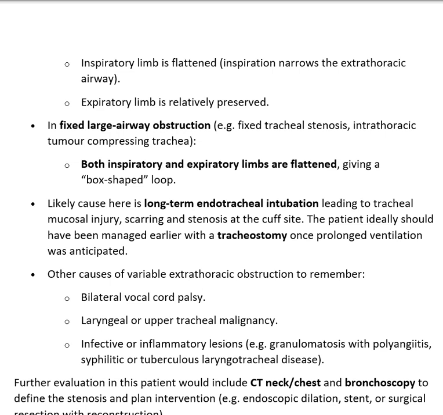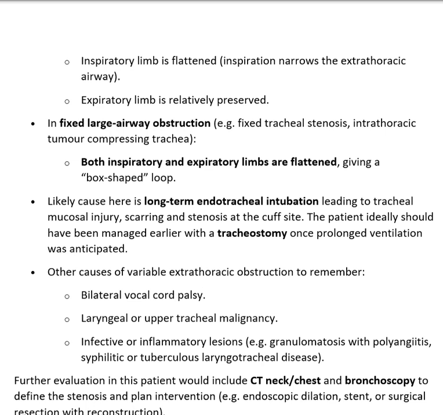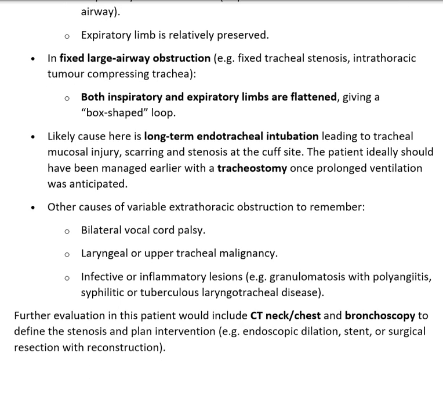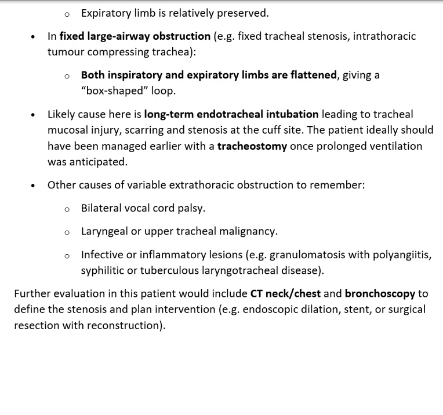Other causes of variable extrathoracic obstruction to remember: bilateral vocal cord palsy, laryngeal or upper tracheal malignancy, infective or inflammatory lesions, granulomatosis with polyangiitis, syphilitic or TB laryngotracheal disease. Further evaluation in this patient would include CT of the neck and chest, and bronchoscopy to define the stenosis and plan intervention: endoscopic dilation, stent, or surgical resection with reconstruction.